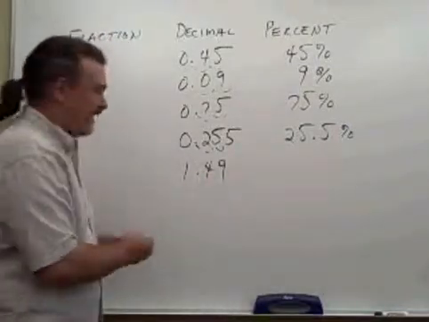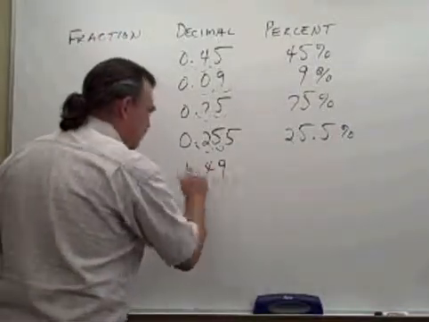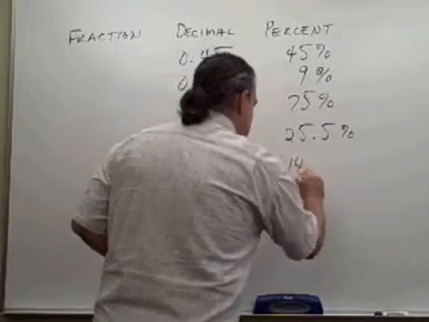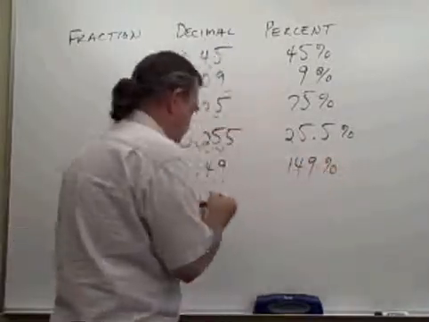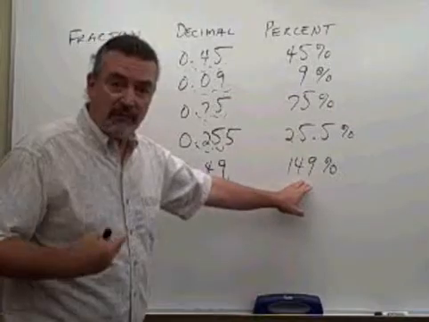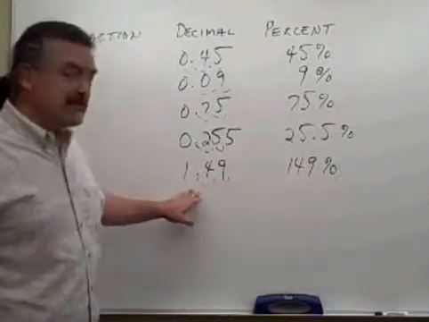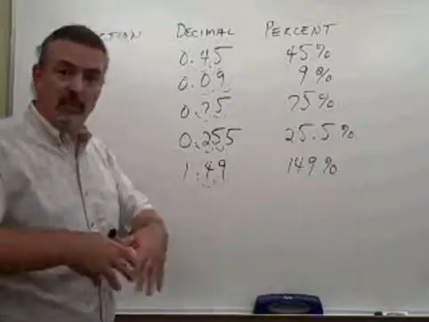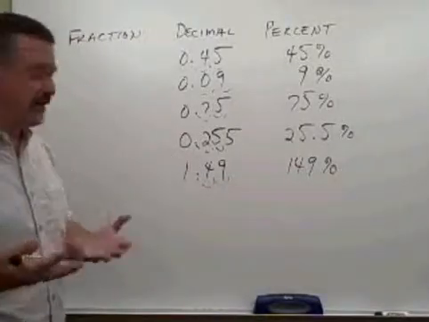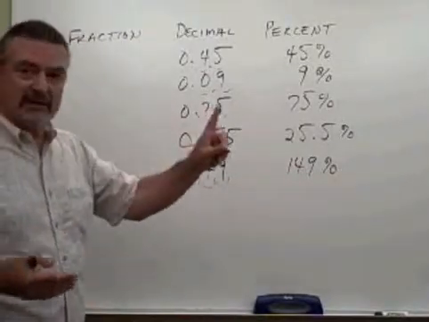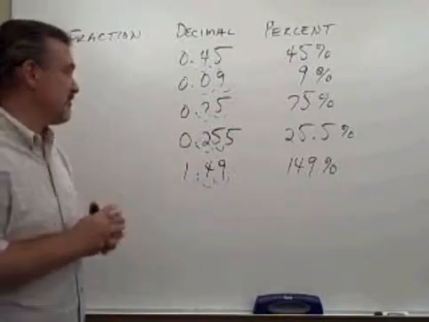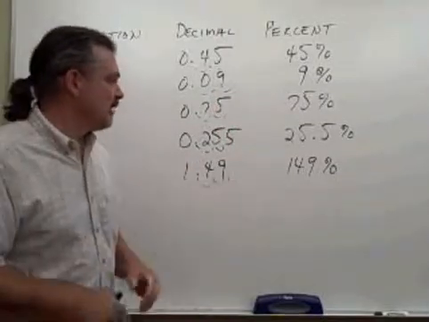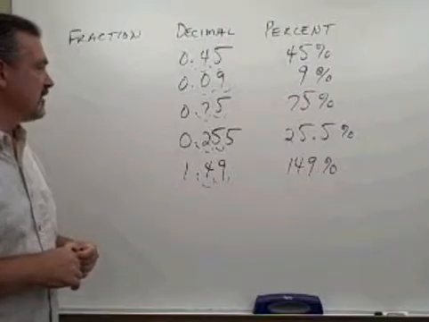Here, 1 49 100ths, moving the decimal point 2 places to the right, gives me 149%. Which makes sense that it's more than 100% since this is more than 1. So it would have to be more than 100% if you had more than 1. Having 1 is having 100%. So if you have more than 1, you have to have more than 100%.